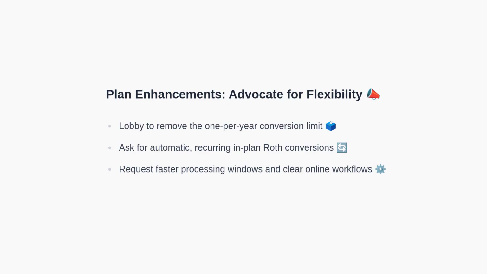To improve your results over time, consider advocating for plan changes. Request that the plan remove any one-per-year conversion restriction. Ask for support for automatic or recurring in-plan Roth conversions to reduce taxable earnings. Also, request faster processing windows and clear online workflows to streamline the process.